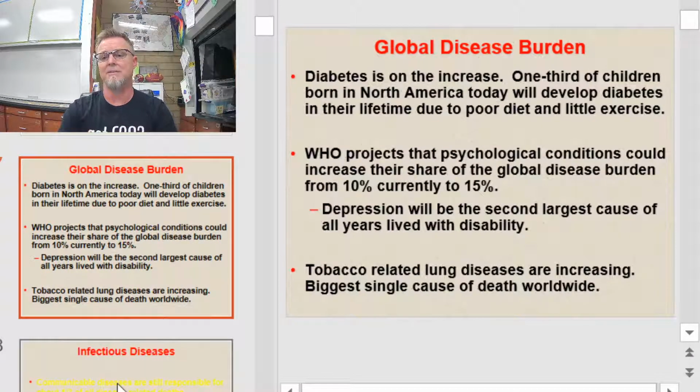Diabetes is also on the increase. One-third of children born in North America today will develop diabetes in their lifetime due to poor diet and exercise. WHO, the World Health Organization, projects that psychological conditions could increase their share of global disease burden from 10% currently to 15%, with depression being the second largest cause of all years lived with disability. Even tobacco-related lung diseases are increasing on a massive scale worldwide.